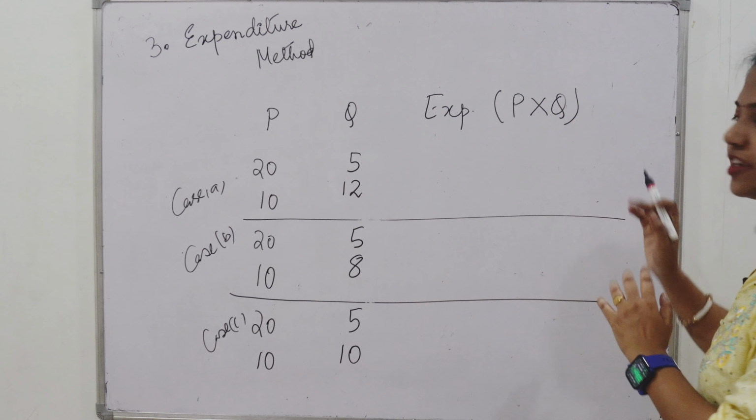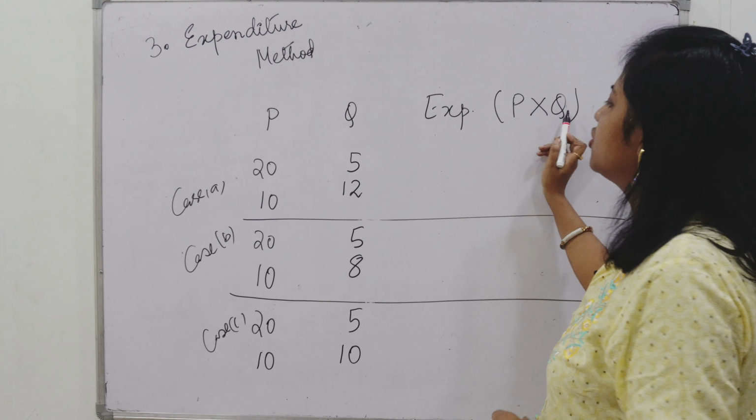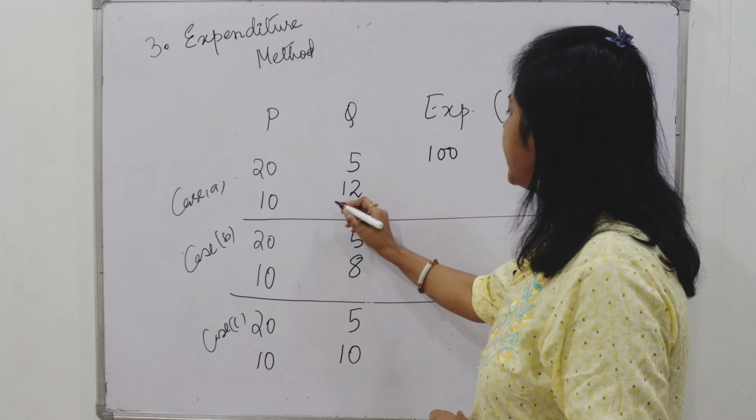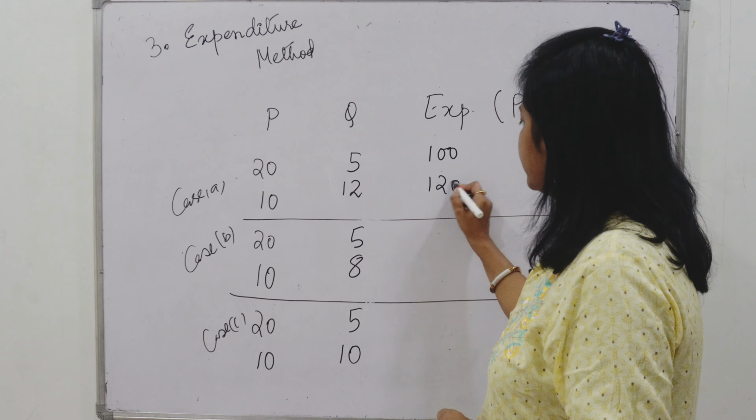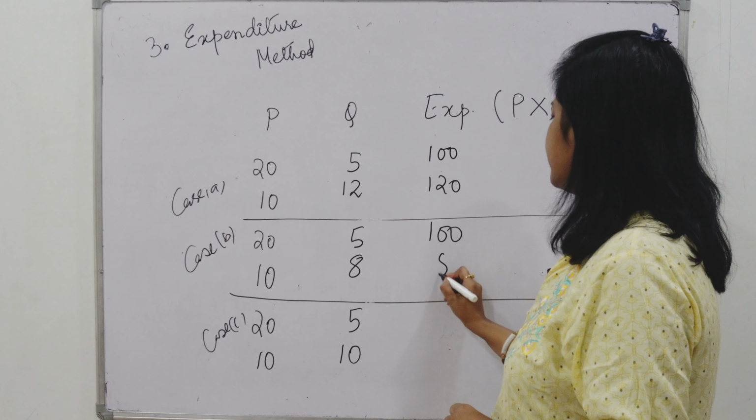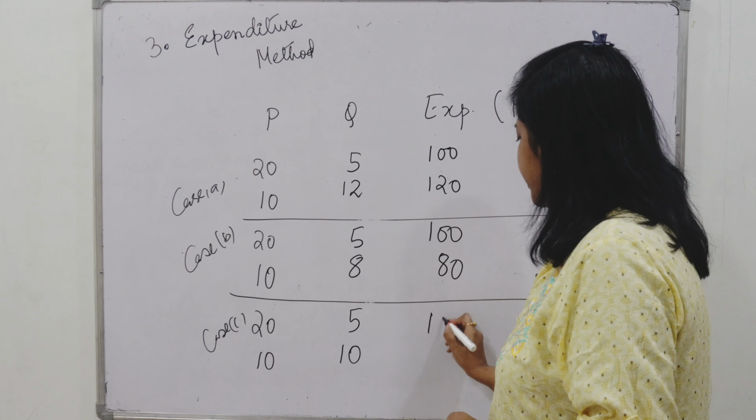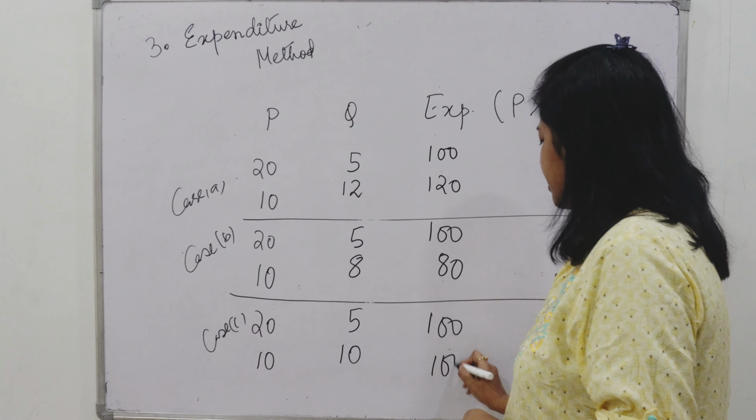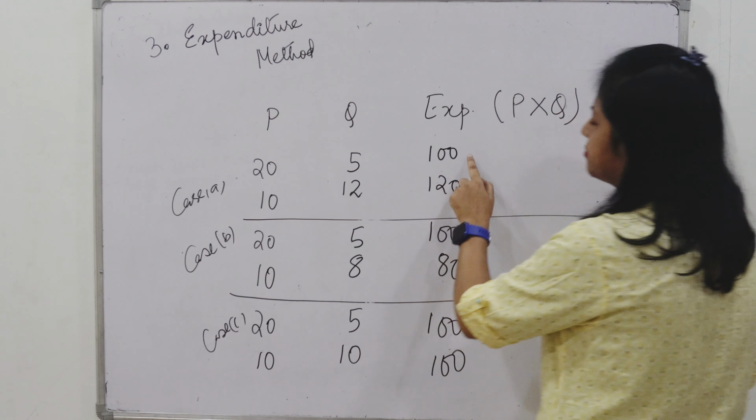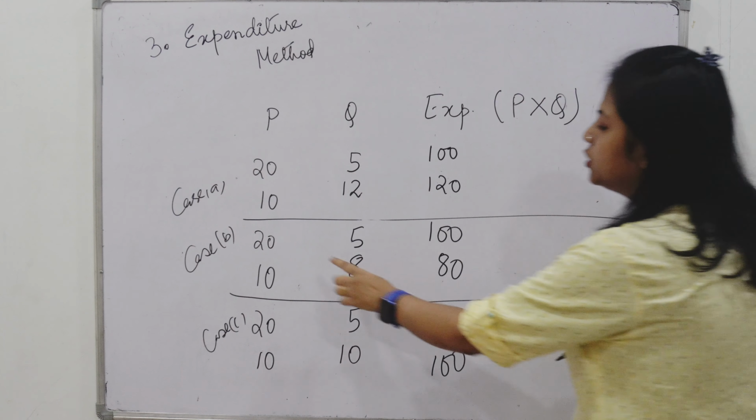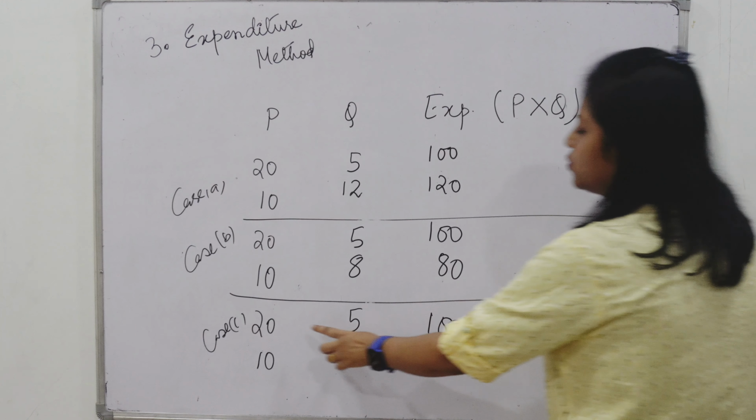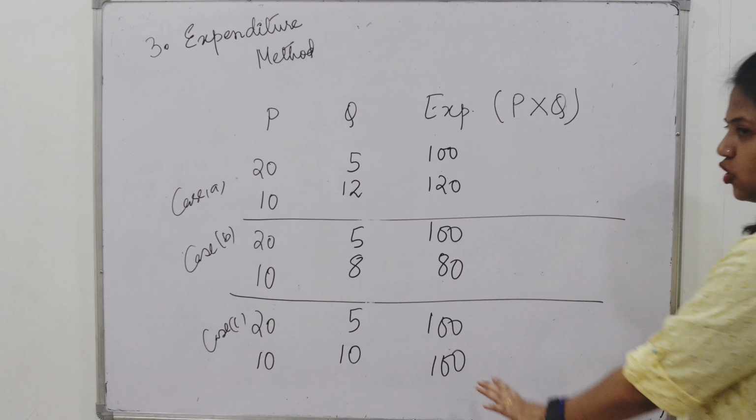Now let's find out the expenditure. What is expenditure? Price into quantity. So you can see it is 100 and it is 120. This is 100 and this is 80. This is 100 and this is 100. So what is the association? Due to the fall in price, the expenditure has increased. Due to the fall in price, the expenditure has increased. Due to the fall in price, the expenditure has not increased.